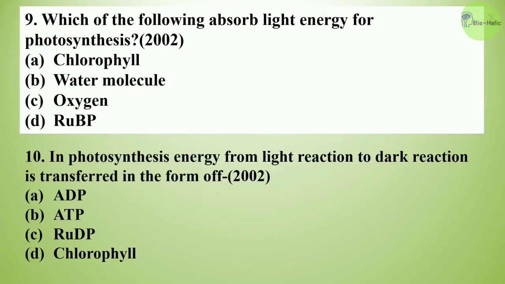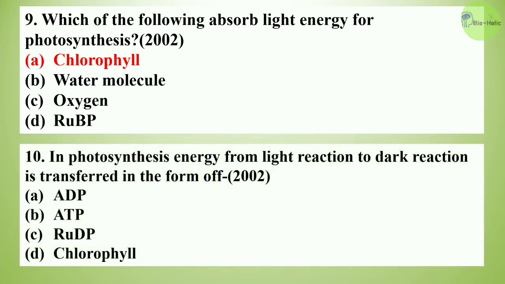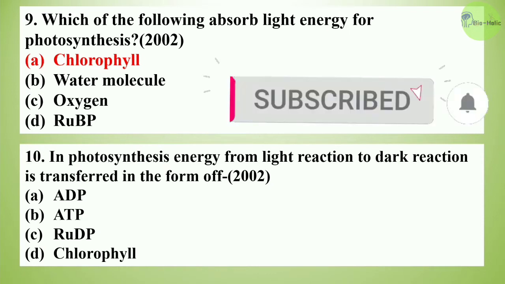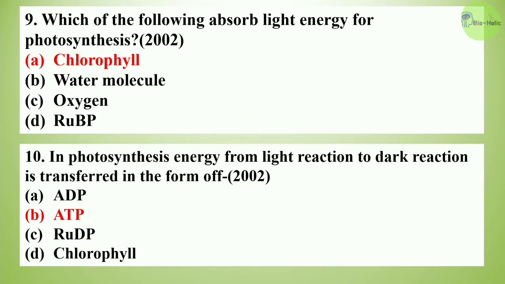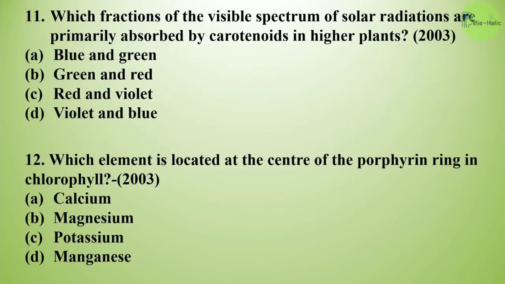Next is, which of the following absorb light energy for photosynthesis? Chlorophyll, water molecule, oxygen or RuBP? We know that in the light reaction, chlorophyll absorbs the sunlight for photosynthesis. So the option A will be the answer. Next is, in photosynthesis, energy from light reaction to dark reaction is transferred in the form of ATP, RuBP or chlorophyll. Obviously the answer will be ATP, which is produced in the light reaction.